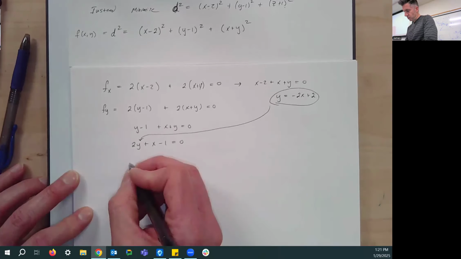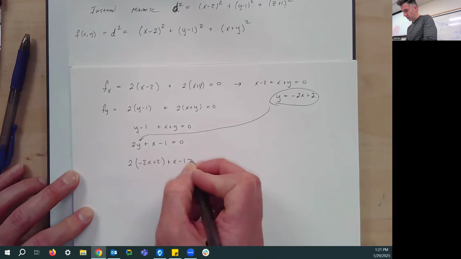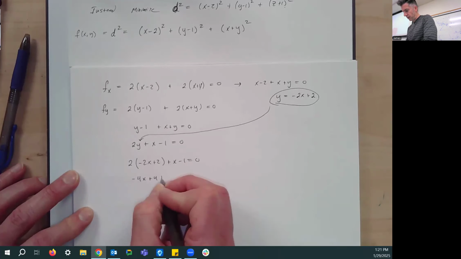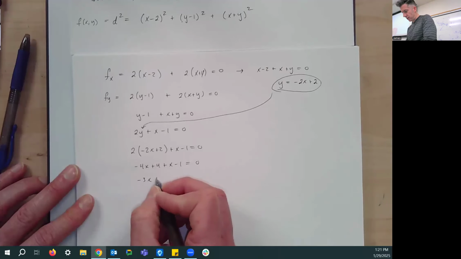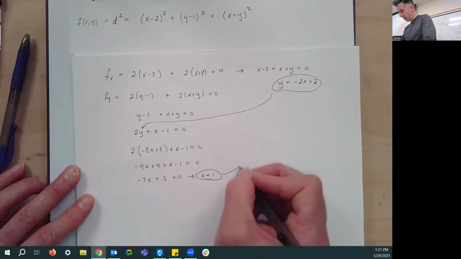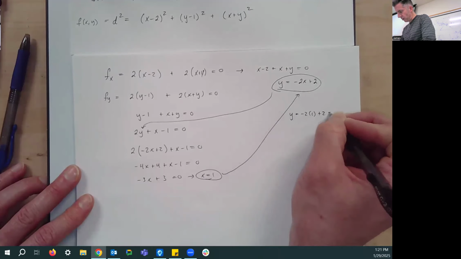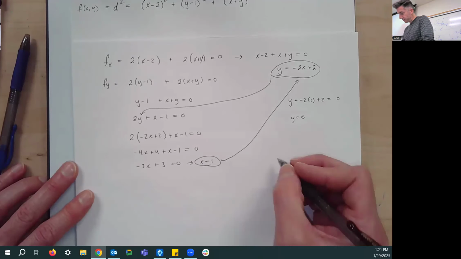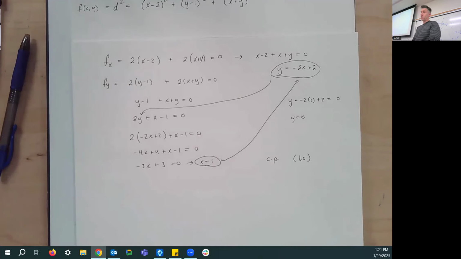So I'm going to get 2 times negative 2X plus 2 plus X minus 1 equal to 0. So that's going to be negative 4X plus 4 plus X minus 1 equals 0. That's negative 3X plus 3 equals 0. We're going to get X equal to 1. And if we plug that back in over here, Y is going to equal negative 2 times 1 plus 2, which is 0. So my critical point is 1, 0.